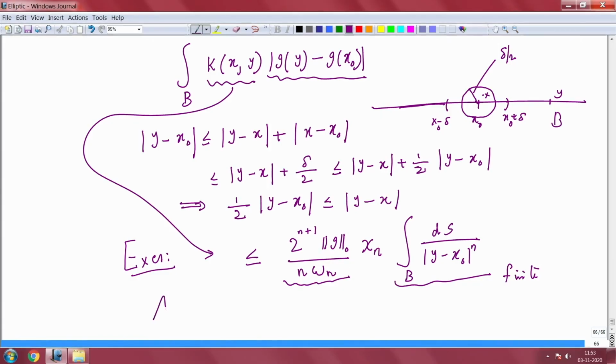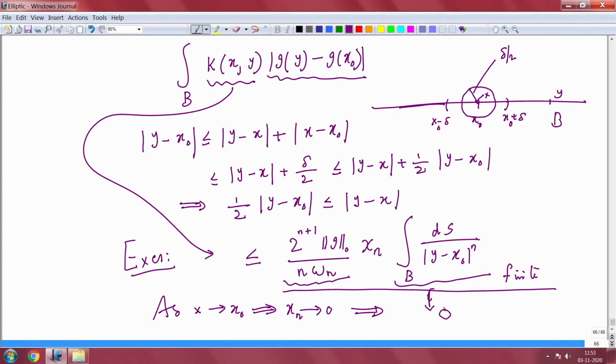So, as x tends to x naught, this immediately tells you that my x n tends to 0. You see, that is it. When x tends to x naught here, and x tends to x naught here, my x n tends to 0. That is very crucial. That implies this term tends to 0. That is the proof. The only thing is that you derive this estimate properly. So, that proves it.